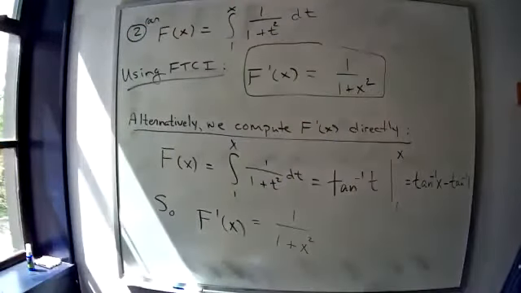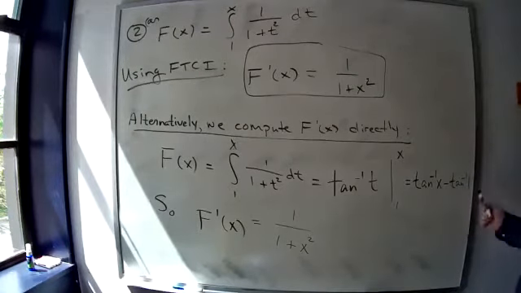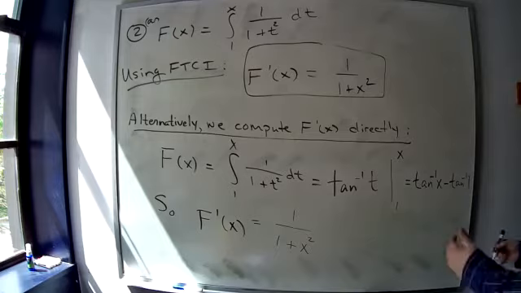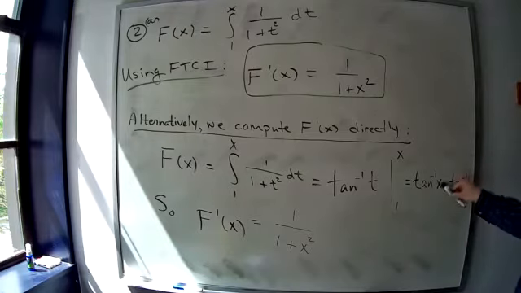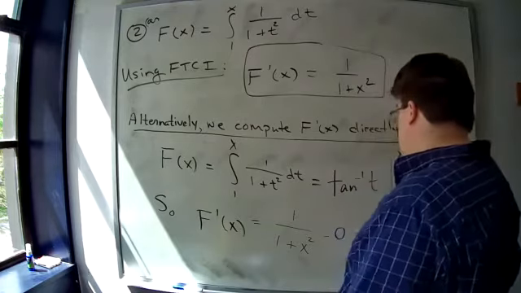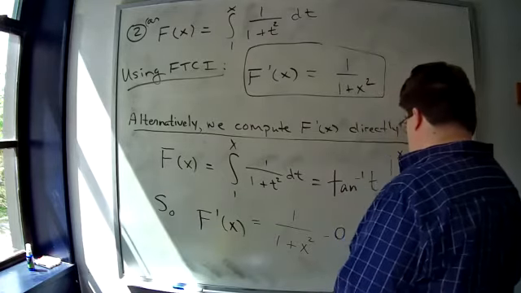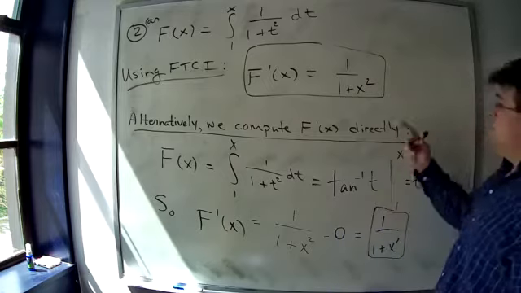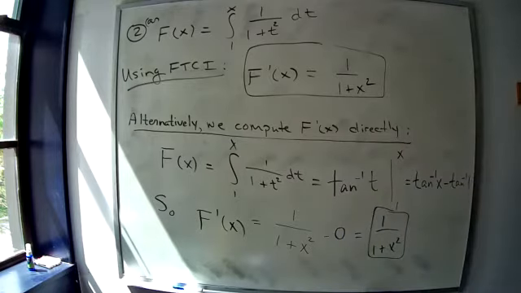I'm not too concerned about that because I knew we were going to take its derivative. The derivative of pi over 4 is 0, but more generally, this is a constant over here, and its derivative is 0. And that does equal 1 over 1 plus x squared, as we knew it should using the first part of the fundamental theorem of calculus.